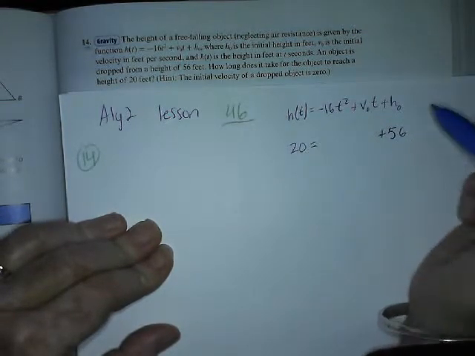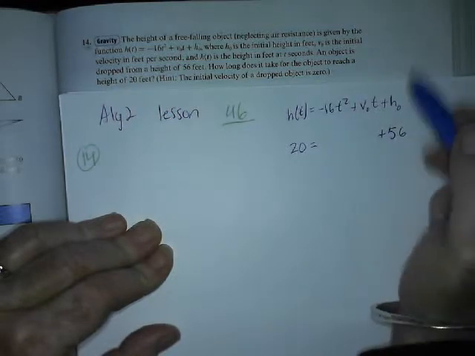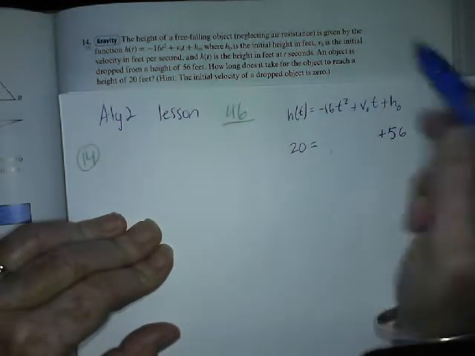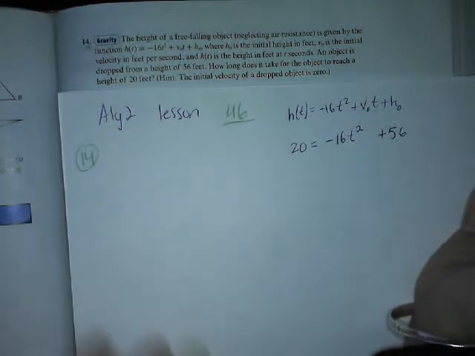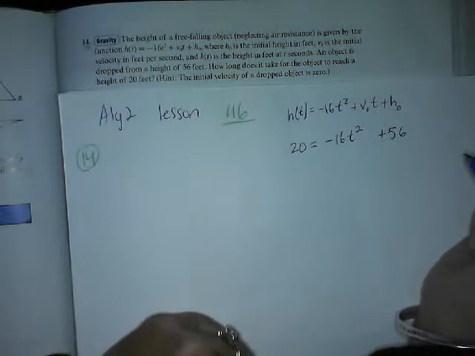Now, they gave us a hint. The initial velocity of a dropped object is 0. So this term right here is going to zero out. I'm not going to even write it because v sub 0 is 0. So now all I have to do, this may or may not be easy depending on the numbers here, is solve for t, right? So I'm going to just hope this works out.